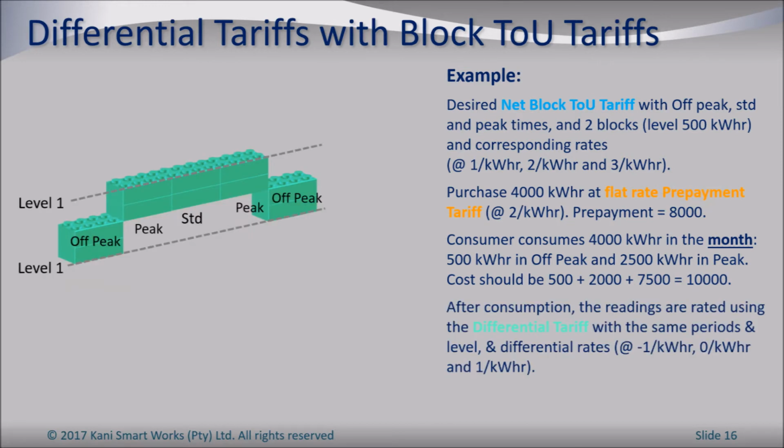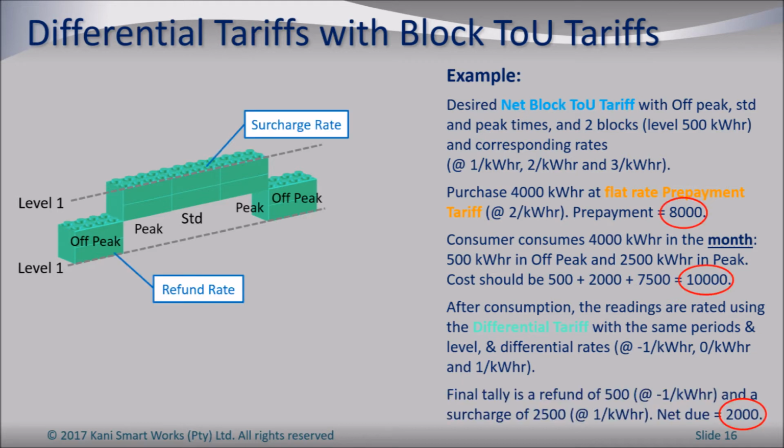However, after consumption, the readings are rated using the differential tariff with the same periods, levels, and rates, but this time the rates being the differential rates of -1, 0, and 1. The final tally is a refund of 500 at the -1 per kilowatt hour rate and a surcharge of 2,500 at the +1 per kilowatt hour rate, so the net due by the consumer is 2,000.